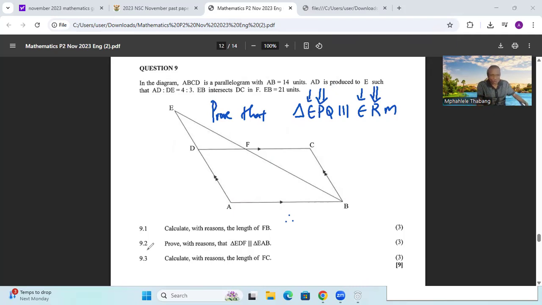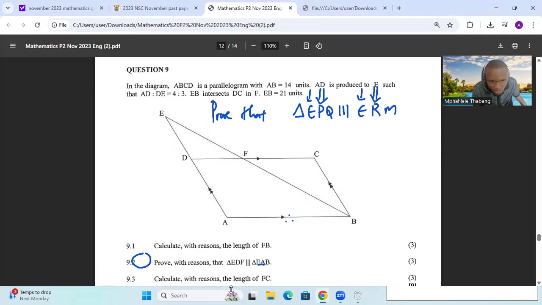So now I'm going to go for 9.3, which says calculate with reason the length of FC. Calculate with reason the length of FC. So how am I going to calculate the length of FC? Let's check the length from F to C. So we are looking for the length of FC. Here now, experience is very, very helpful. Why am I saying this?